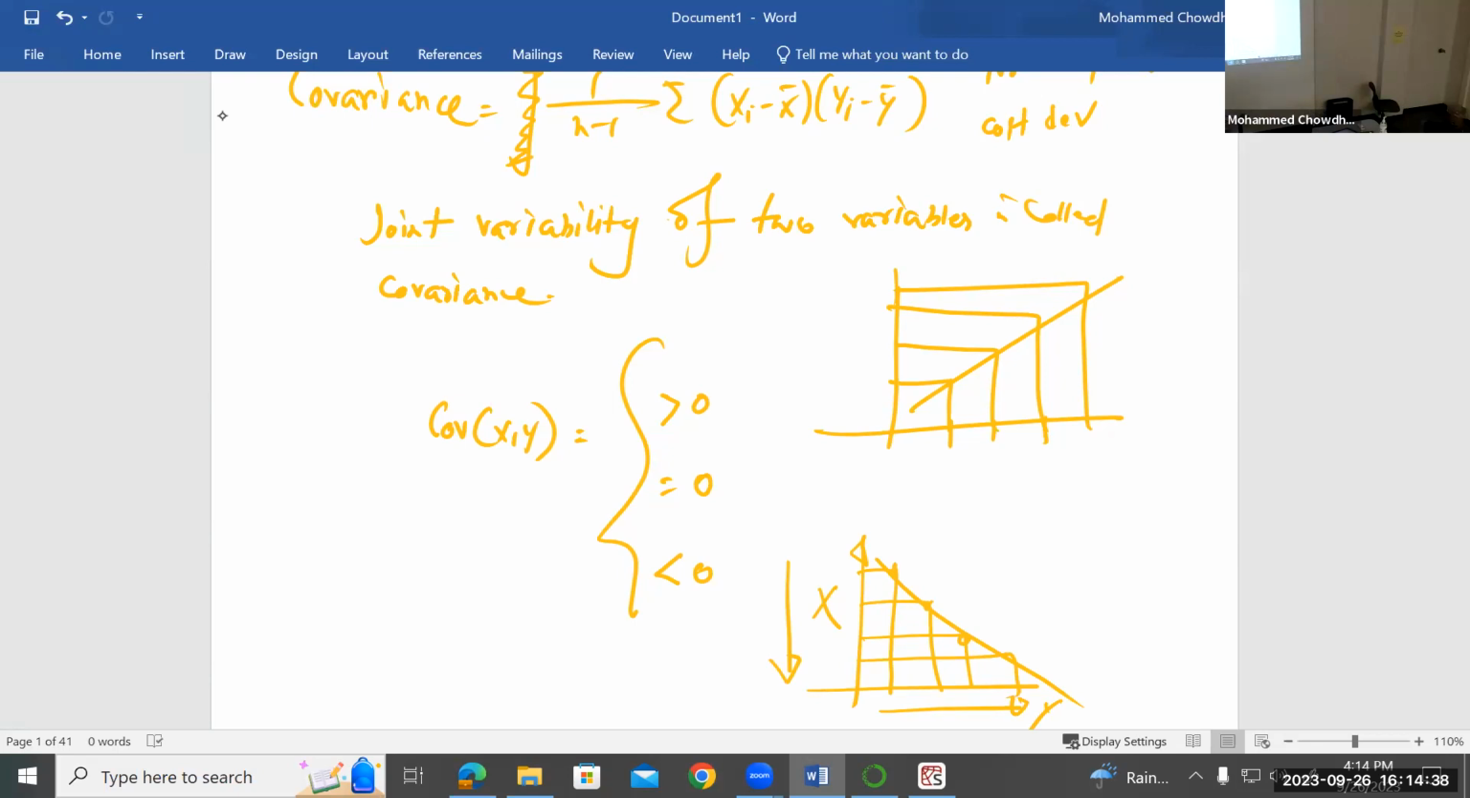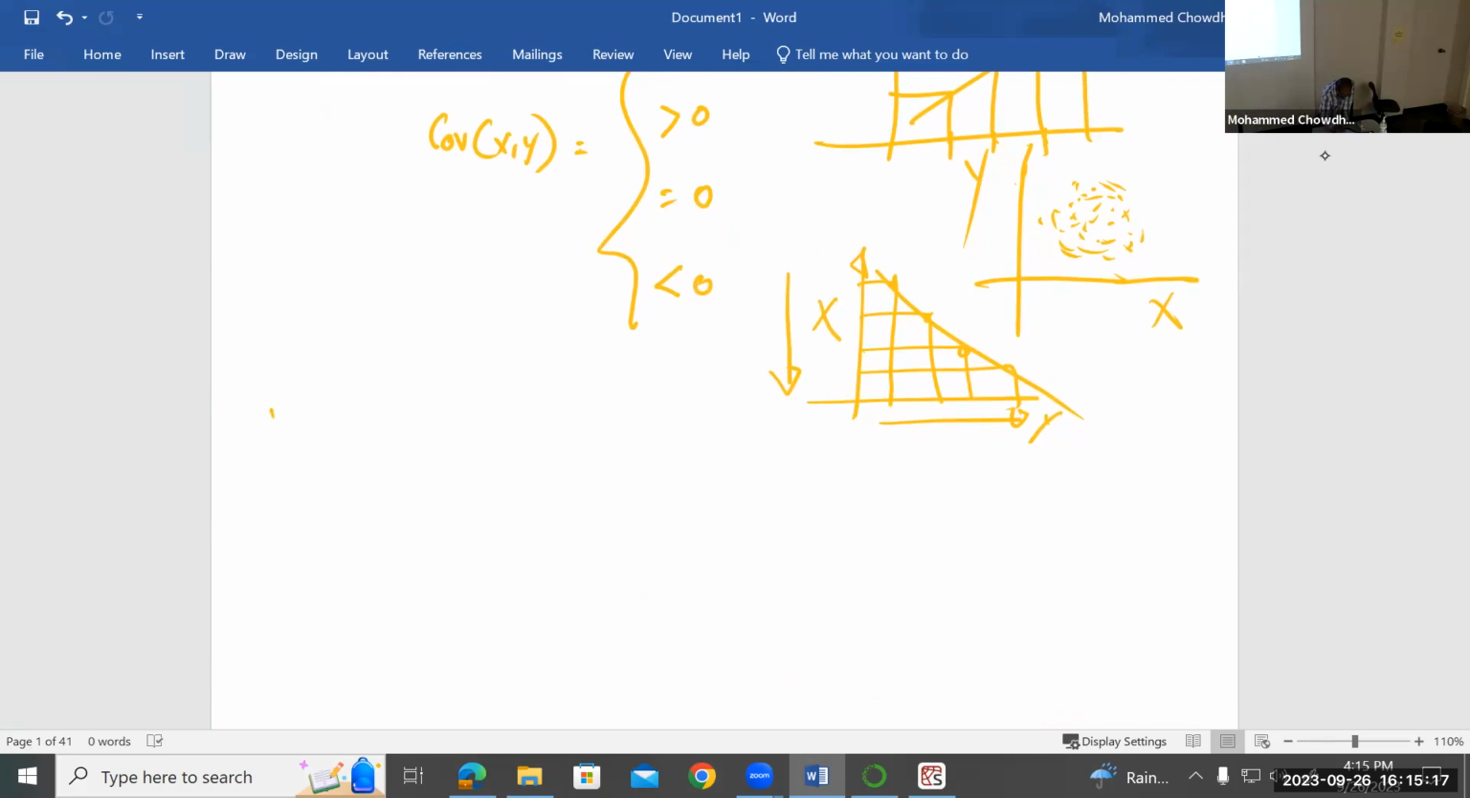On the other hand, if covariance equals 0, then your graph should be like this. Here is X, here is Y. Change in X does not affect the change in Y. So that means you will get a circular figure like this. Clear? So what is the limitation of covariance?